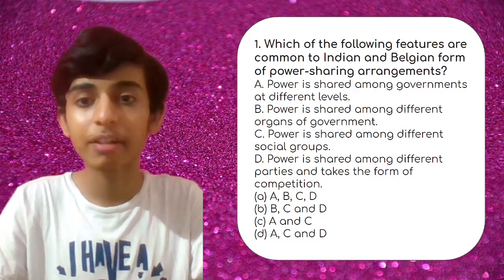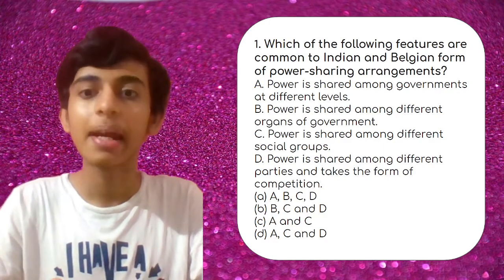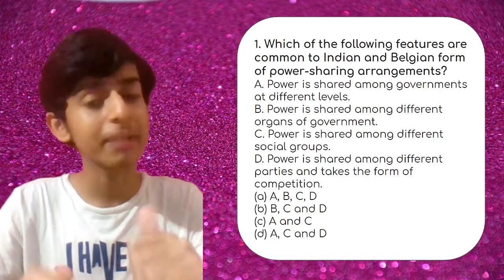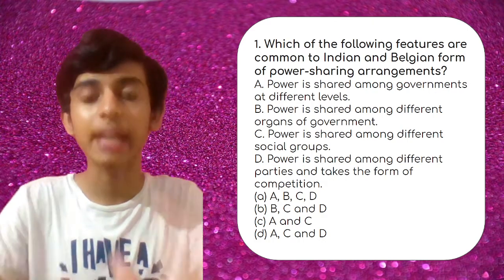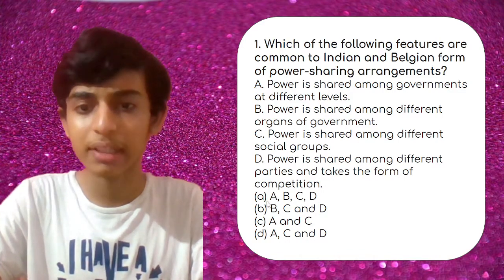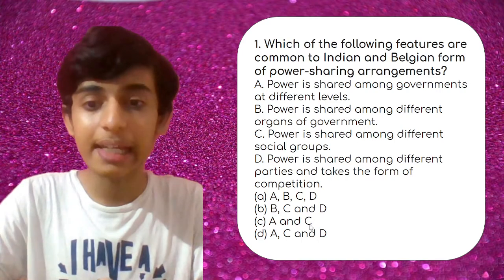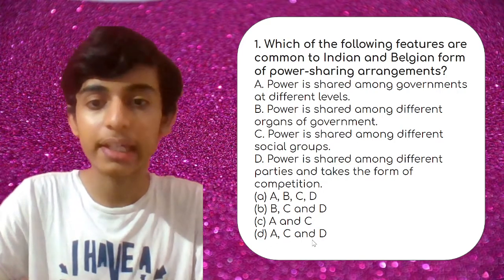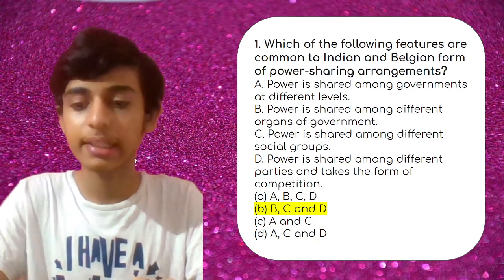B. Power is shared among different organs of government. Yes, this is correct. Power is shared among different social groups. Absolutely. Power is shared among different parties and takes the form of competition. Yes. So we are able to see that B, C, and D are correct. So your answer should be B, C, D. This is your correct answer.